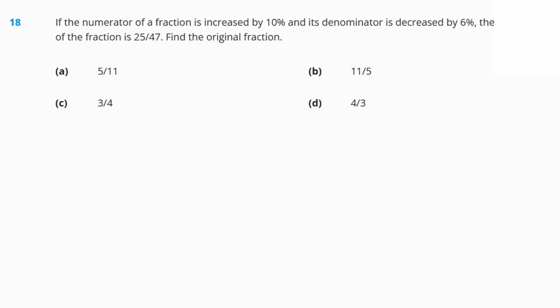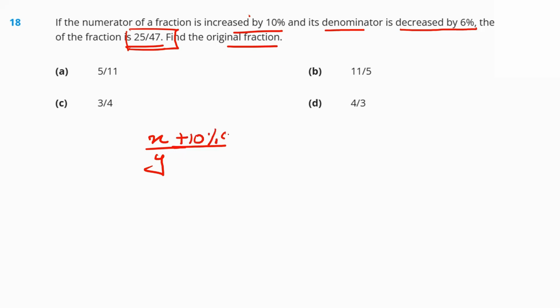Next, question number 18 says, if the numerator of a fraction is increased by 10% and its denominator is decreased by 6%, then the value of the fraction is 25 by 47. What is the original fraction? Okay, let's say the fraction is x by y. What are we doing? We are increasing the numerator by 10%. That means the new numerator is becoming x plus 10% of x. And the denominator is becoming y minus 6% of y. That should be equal to 25 by 47. So we are forming an equation over here. We just need to solve this.